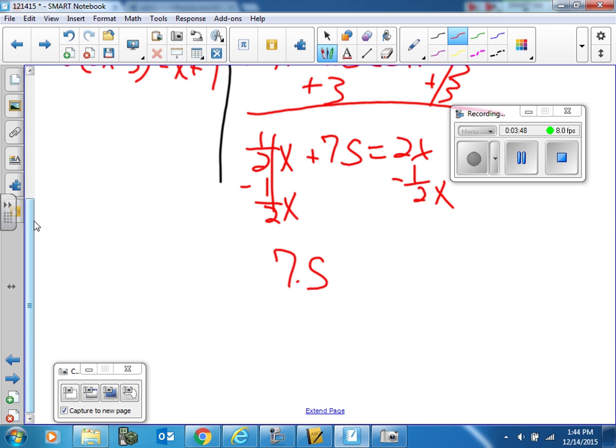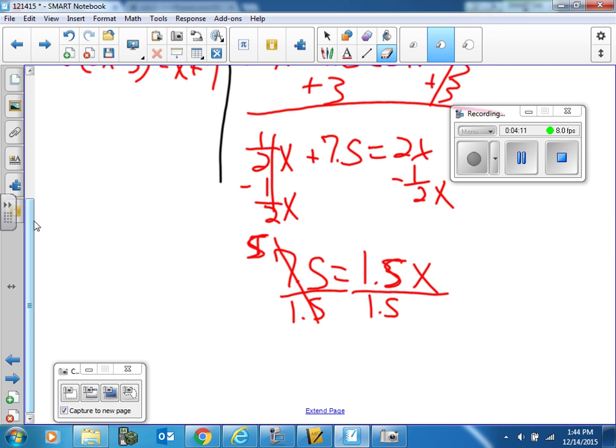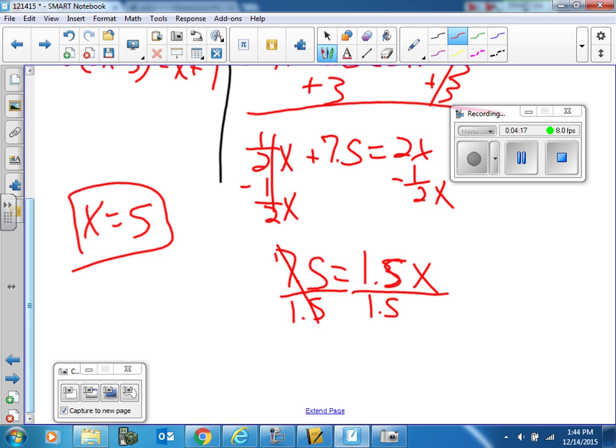7.5 equals 1.5x. I'm going to change to a decimal now because I know 2 minus 1/2 is 1.5. Then I can divide by 1.5, divide by 1.5, and 7.5 divided by 1.5 is actually 5. So x is equal to 5 still. So either way, you would get the same answer.